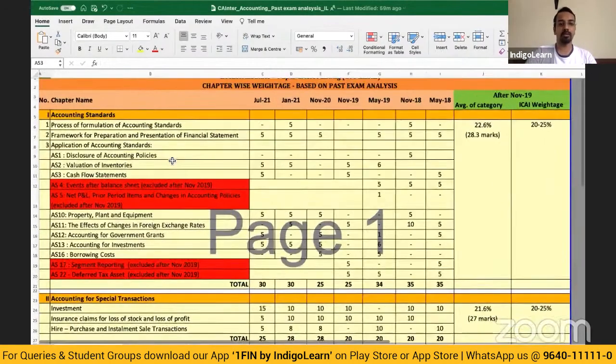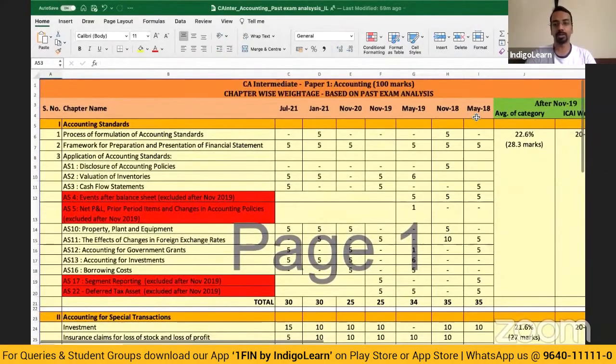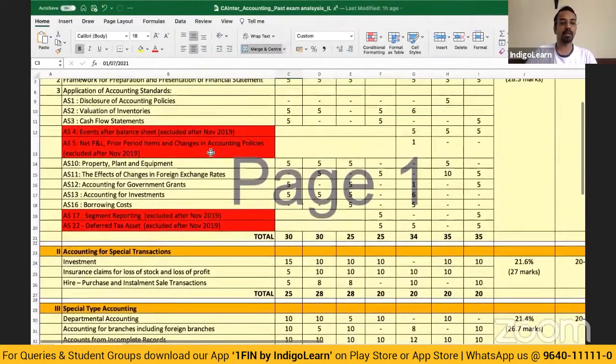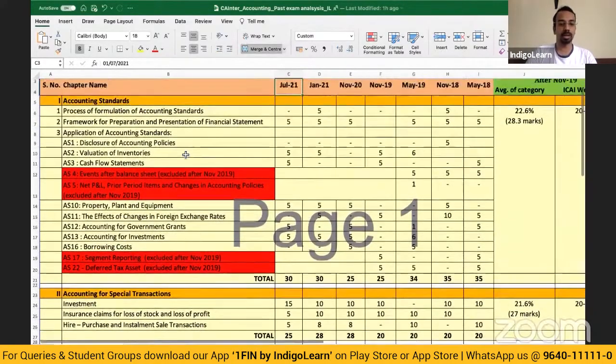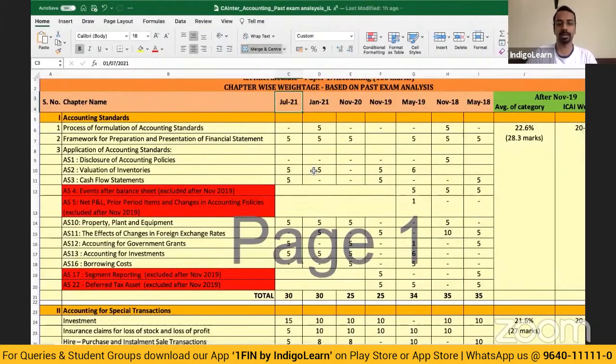I'll just share my screen. Now, this is just an analysis of all the attempts of the new syllabus, from May 18 till July 21. If you look at the accounting standards related questions, you can see that in every attempt you have 5 plus 5, 10 here and another 15 here, around 25 marks here. 15, 20 marks here, 20 marks here, 25 marks here. So every attempt, on an average, you would be getting about 25 to 30 marks of accounting standards related questions.